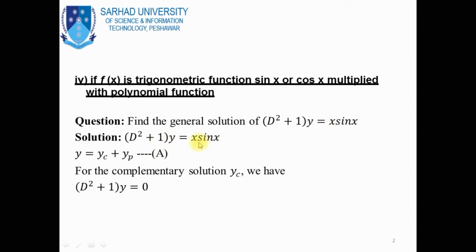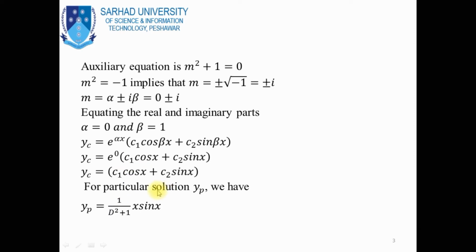Now since this is a non-homogeneous linear differential equation, its general solution contains two solutions. One is the complementary solution and the other is the particular solution. First of all, find the complementary solution. For the complementary solution, take the homogeneous part of this non-homogeneous equation, (D square plus 1) y is equal to 0. One solution of this homogeneous differential equation is y is equal to 0, the trivial solution, and for the non-trivial solution we take the auxiliary equation, m square plus 1 is equal to 0.